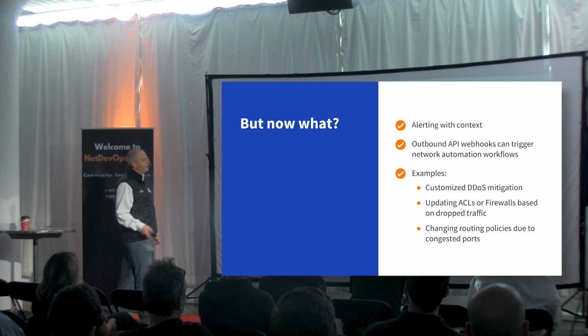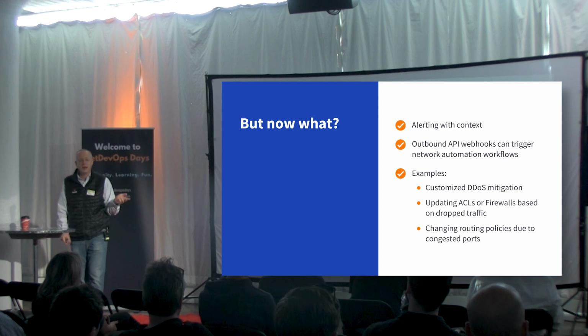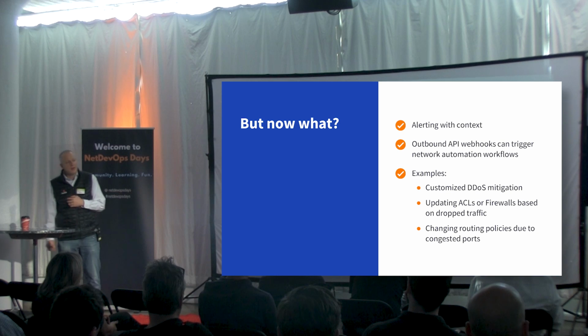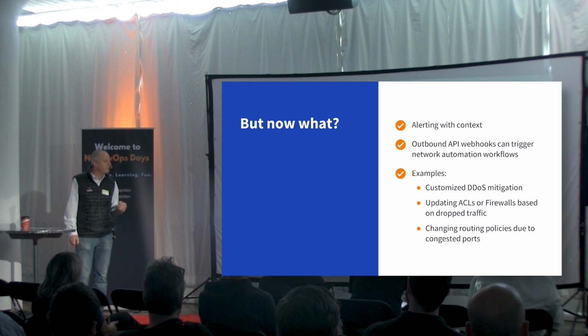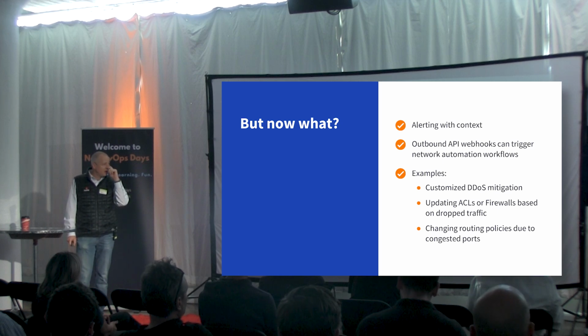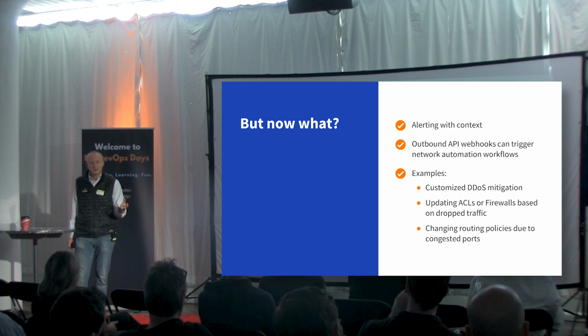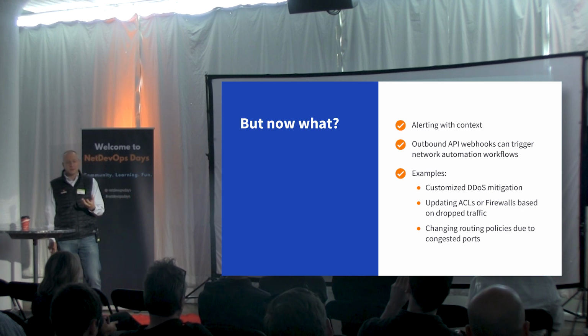Updating ACLs or firewalls based on drop traffic. So this might not even be an attack. This may just be a migration of an application. For example, if I migrate an application from an on-prem data center into AWS, spin up a new EC2 instance, put the application there, but I don't update my security groups, all of a sudden I'm going to start dropping traffic going to that application, right?